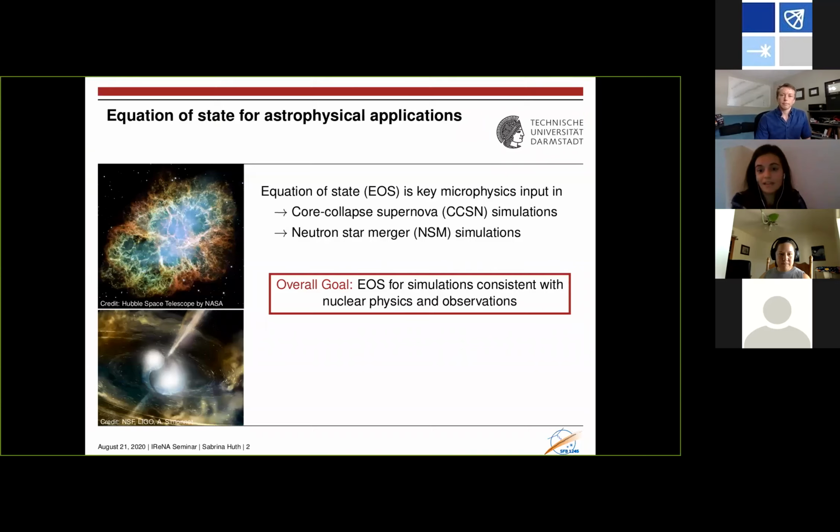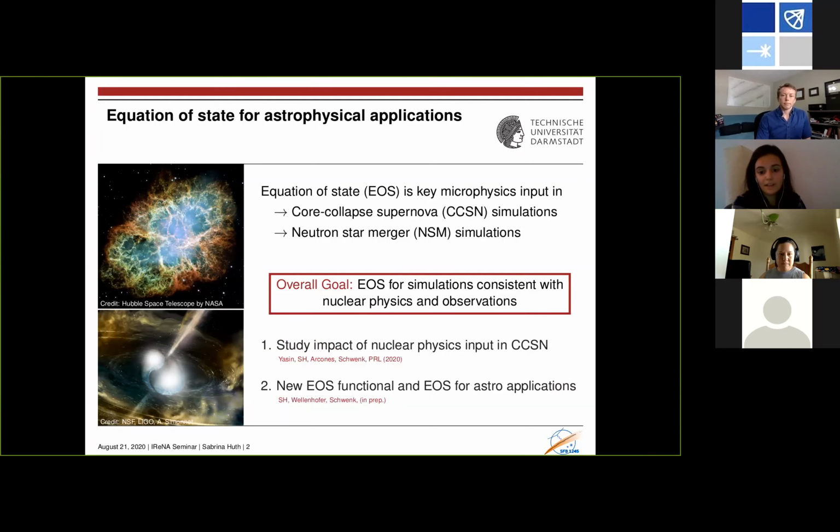The equation of state is a key microphysics input in both core-collapse supernovae and neutron star merger simulations. In these simulations, you really have a broad range of density, temperature, and electron fractions that are reached. Especially over this broad range of densities, the equation of state is still rather unknown, in particular for densities above nuclear saturation density. But nevertheless, the overall goal is, of course, to have equations of state for these astrophysical simulations that are consistent not only with nuclear physics, but also with observations.